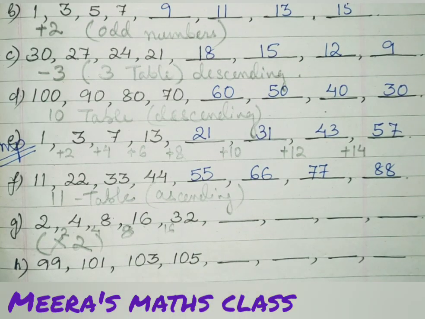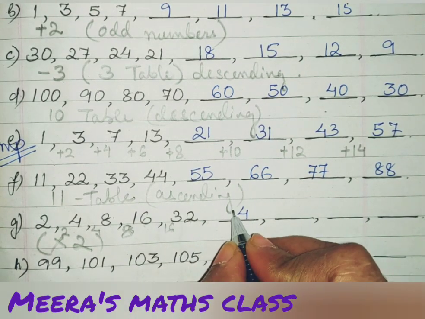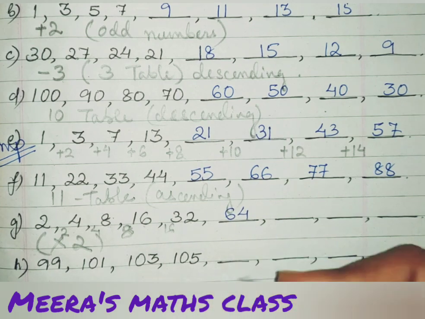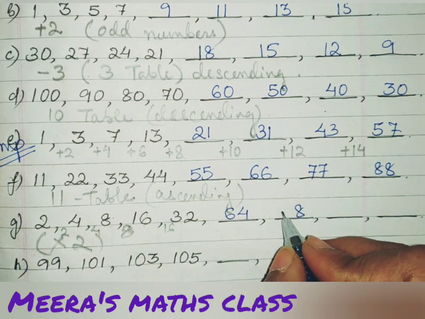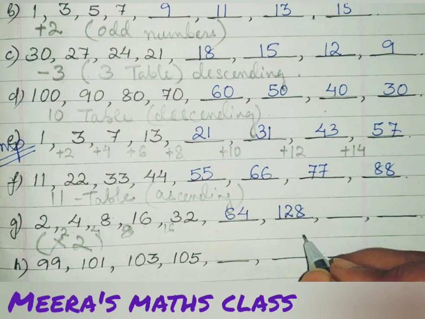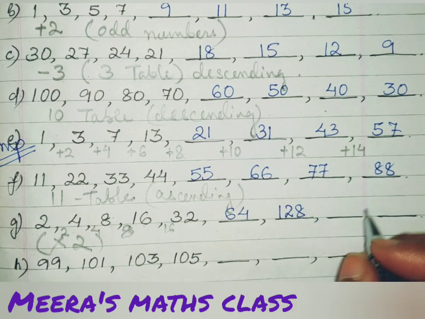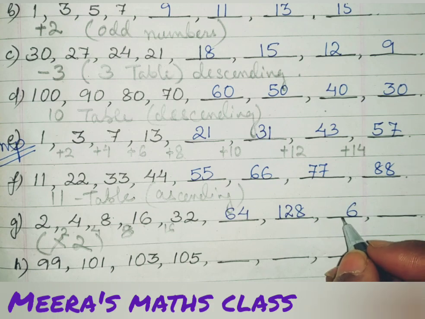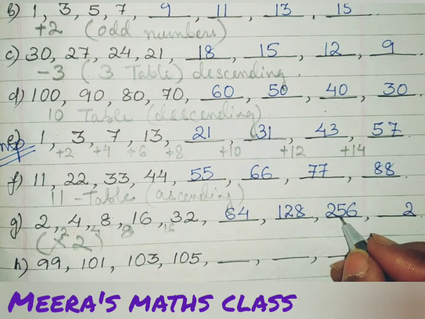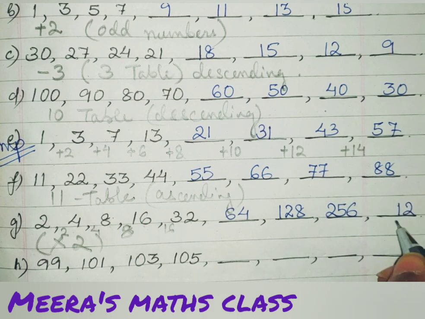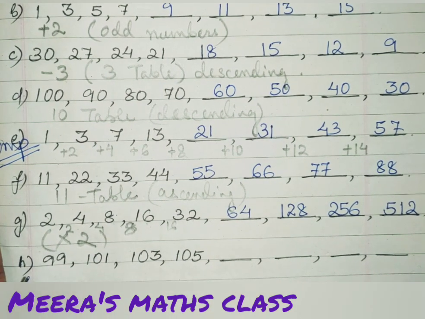32 into 2. 2 2s are 4. 2 3s are 6. So 64. Then 64 into 2. 4 2s are 8. 6 2s are 12. So 128. Into 2. 8 2s are 16, and 6 plus 1 is 7. 2 2s are 4 plus 1, 5. 2 1s are 2. So 256. Then into 2: 2 6s are 12, 2 5s are 10 plus 1, 11, 2 2s are 4, plus 1, 5. So this pattern is for number G.